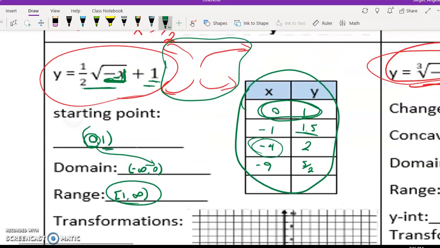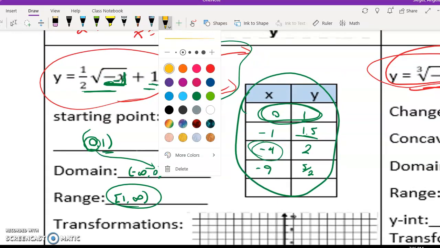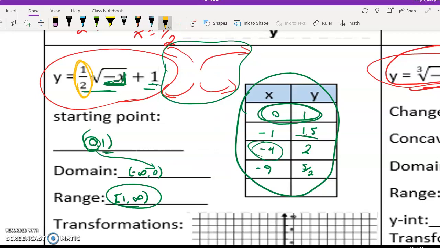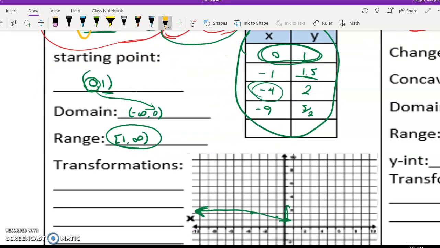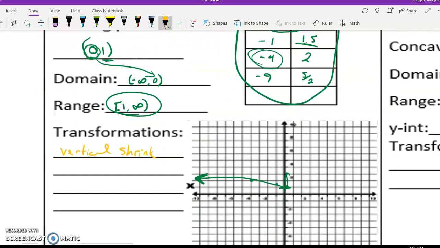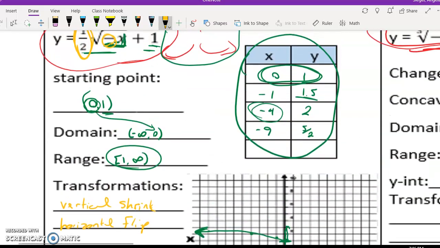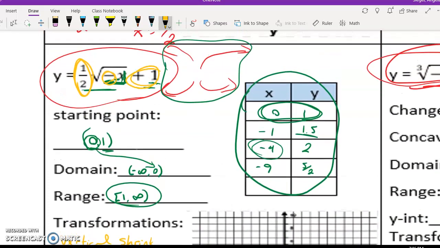So let's talk about the transformations. We haven't done that. So let's do this in a different color. So that is a vertical shrink. This is a horizontal flip. And I think there's one more. Yep, right there, up 1.